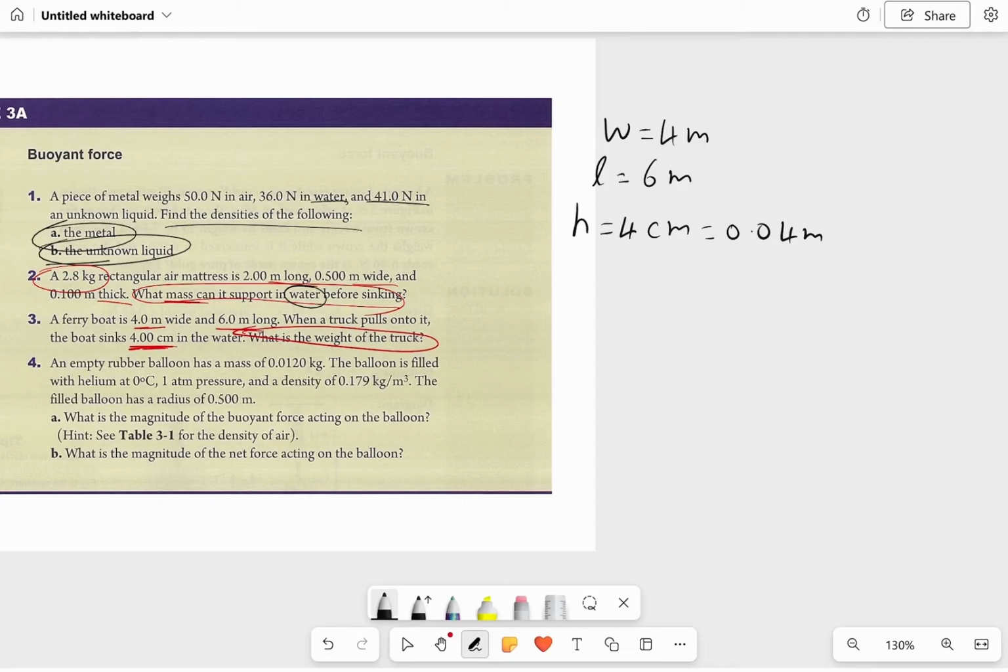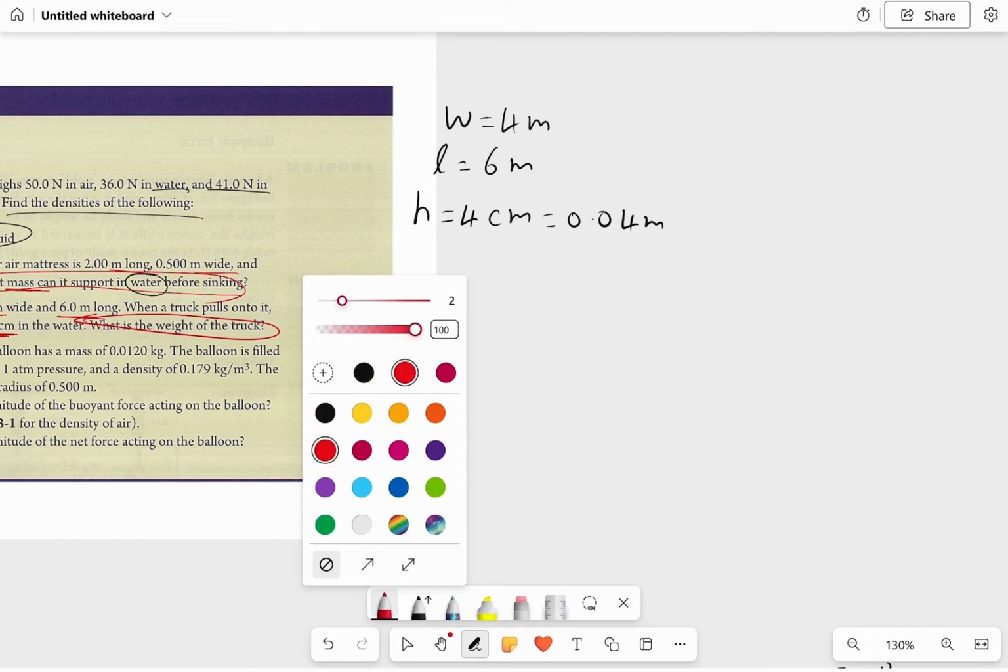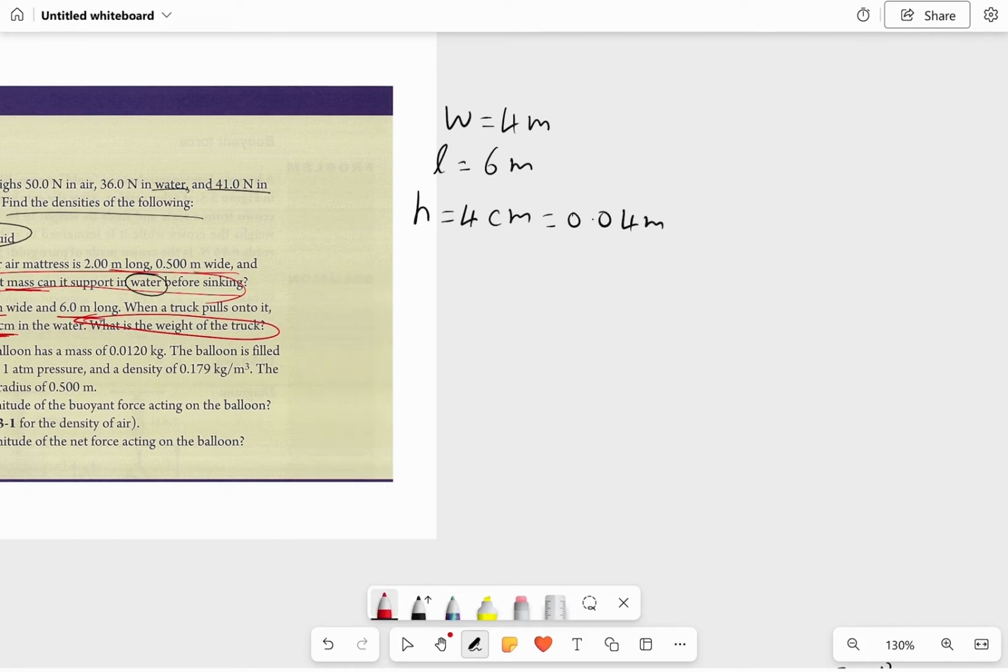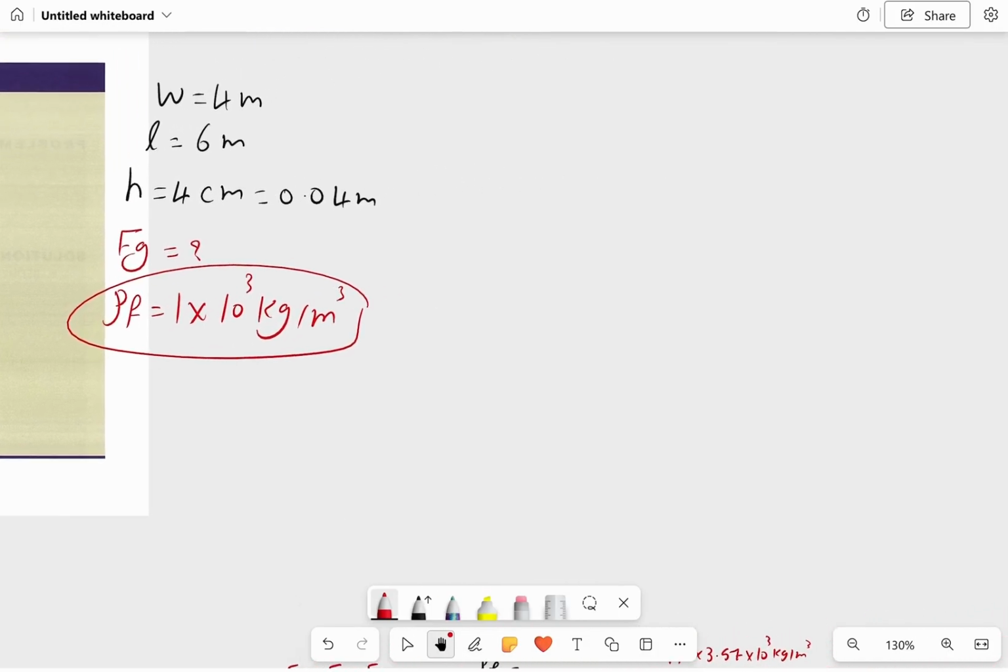Now, guys, look, it says what? It says, what is the weight of the object? So it needs FG, okay? It needs FG. Now, as you can see, guys, it's water. Now, you know that the density of water is equal to 1 times 10 to the power of 3 kilogram per meter cubed. Okay, this is the density of water.